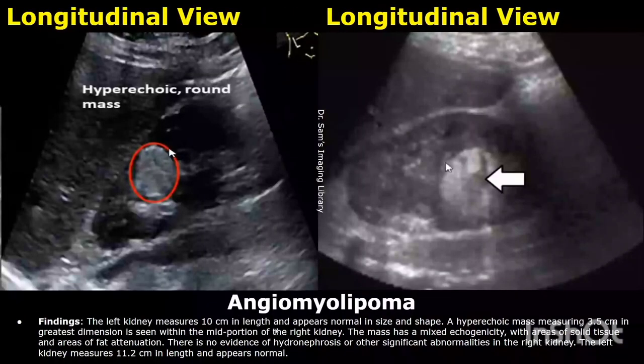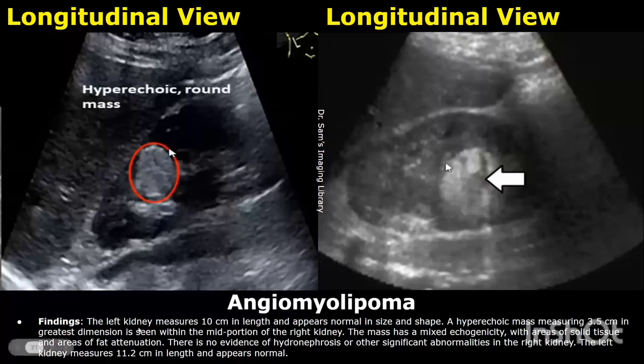Now we move on to angiomyolipoma. In this report example, the left kidney measures 10 centimeters in length and appears normal in size and shape. A hyperechoic mass measuring 3.5 centimeters in greatest dimension is seen within the mid portion of the right kidney.